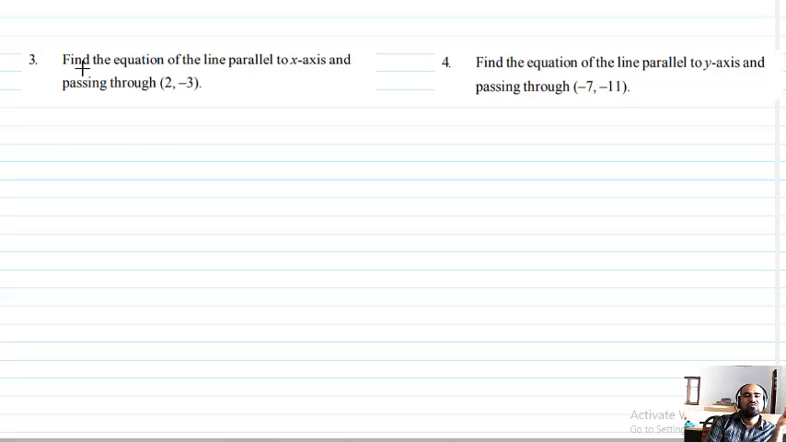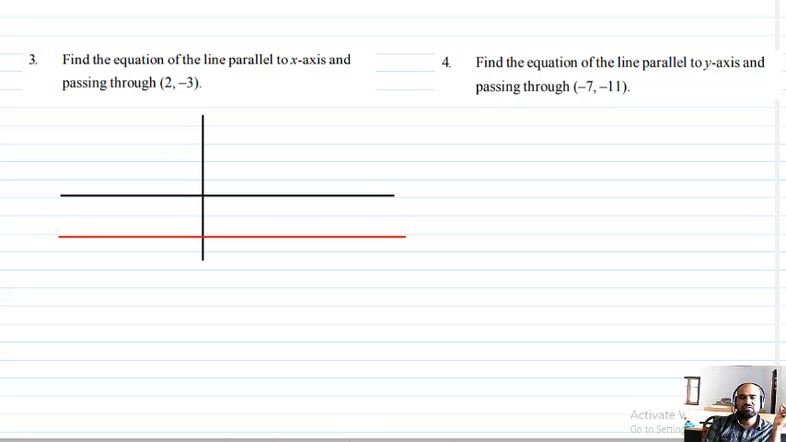Third problem, students. Find the equation of a line parallel to the x-axis and passing through (2, -3). Parallel to the x-axis means a horizontal line, so it has the form y equal to k. I will show you. This is the y-axis, this is the x-axis. The point (2, -3) is in the fourth quadrant. So this is the required line, passing through (2, -3). Obviously the required equation is of the form y equal to k only, no? Just you need to find the k value.